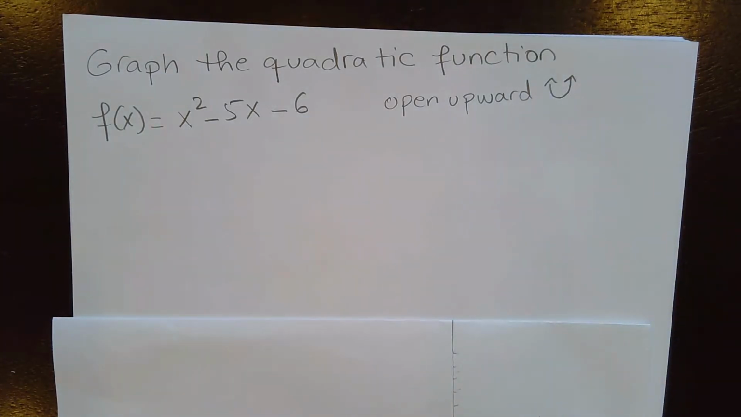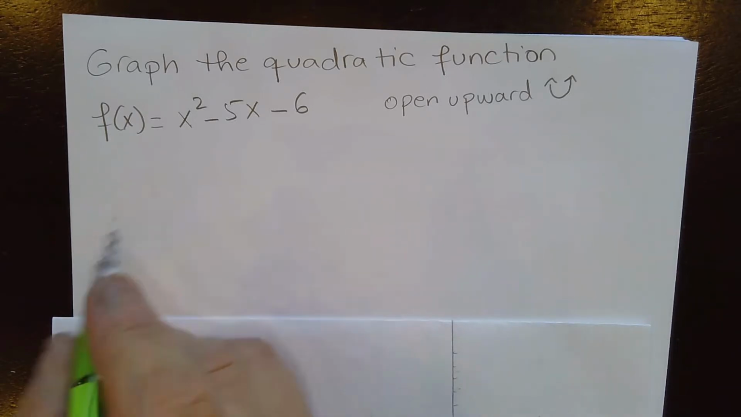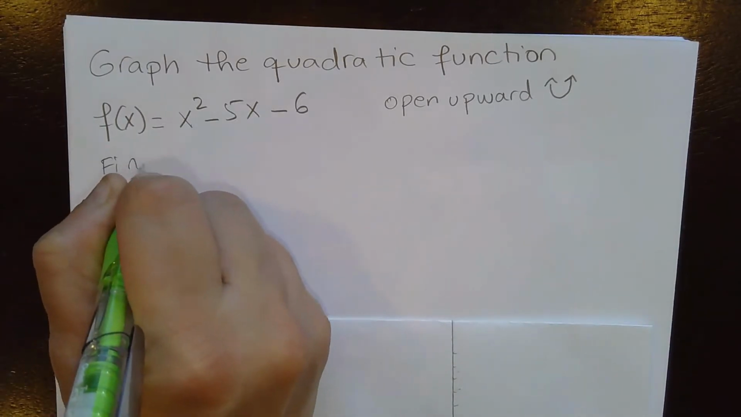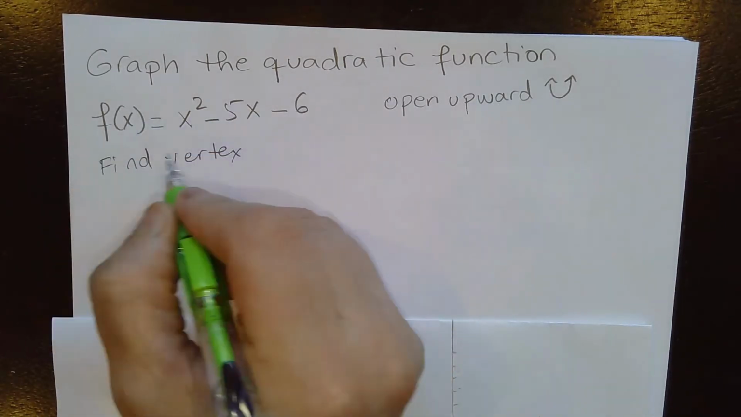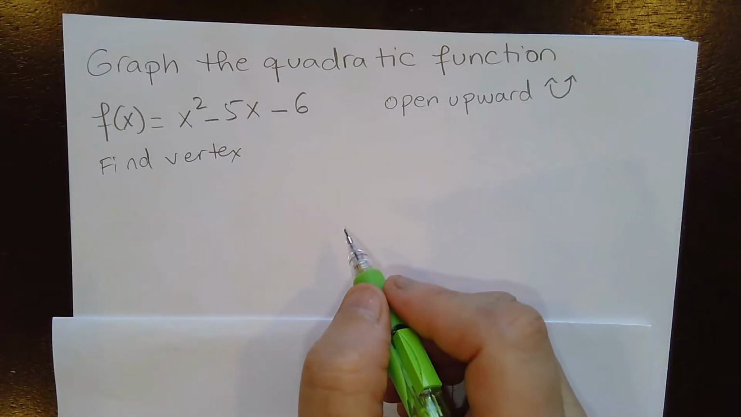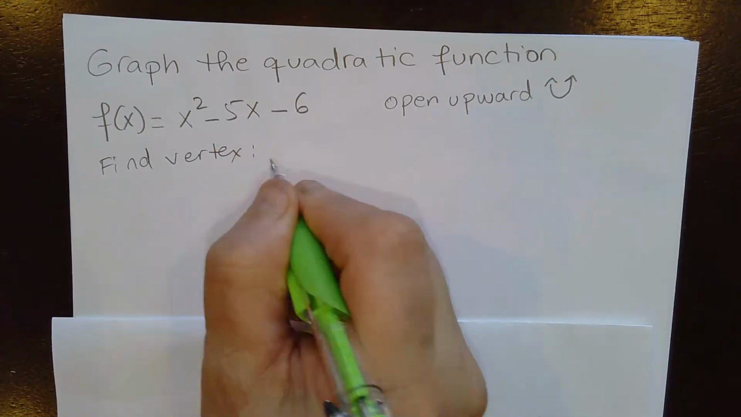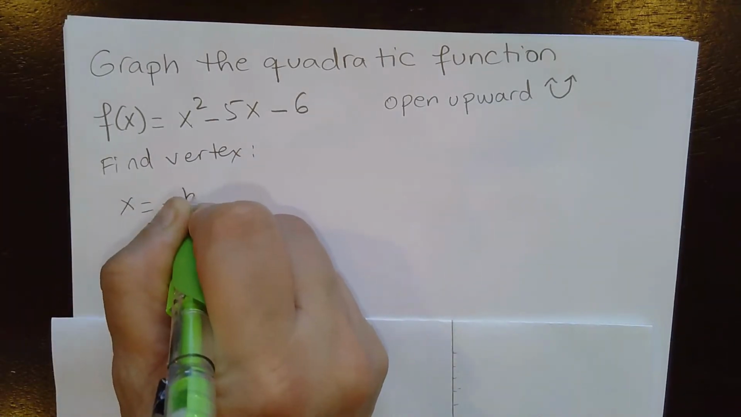Right here. Now what we need to do is find the vertex. Now how do we find the vertex? There are two ways to find the vertex. You can write this function, which by the way is in standard form, in vertex form. Or you can find the x coordinate of the vertex to be x equal negative b over 2a.